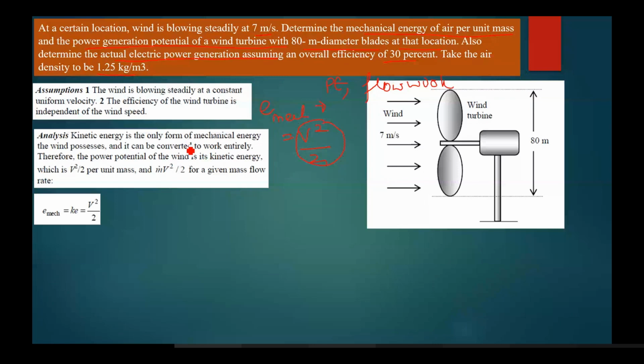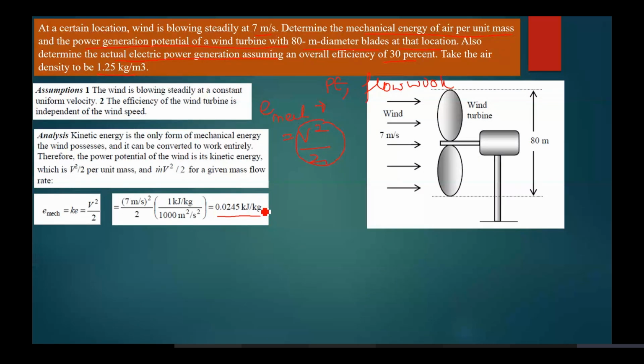Moving on. If this is your specific energy per unit mass, the value comes out to be 0.0245 kilojoules per kg. Now you have to determine the power generation. Power is what? Energy, which is joules or kilojoules per unit time, which is kilowatts. And if you have energy in kilojoules per kg and you want to convert it into kilojoules per second, you have to multiply it with what? Kg per second, which is essentially mass flow rate.